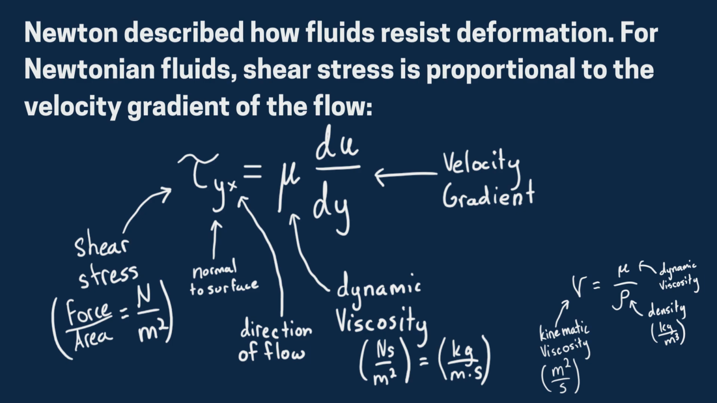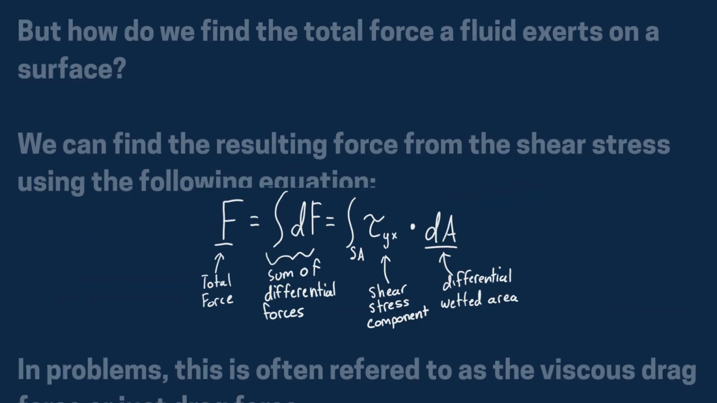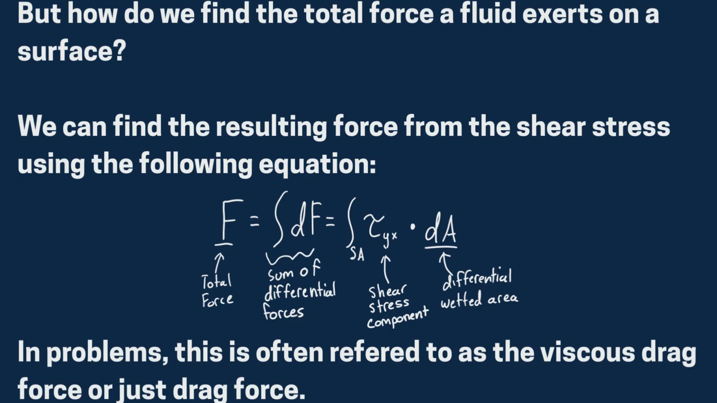In many problems in fluid mechanics, we will be able to assume a linear velocity profile, which makes the velocity gradient just become the change in velocity over the change in depth. We will see this in this example coming up. Using shear stress, we are able to find the resulting force of the fluid on the surface. In many problems, this will be referred to as the viscous drag force.